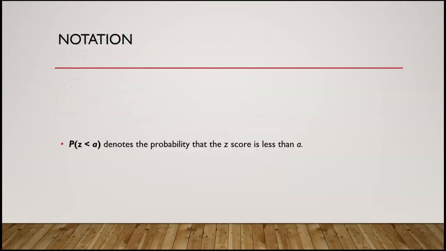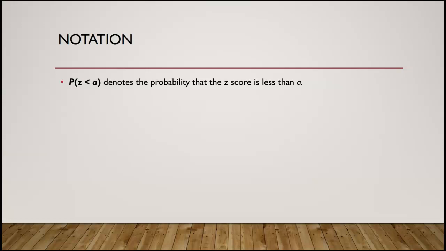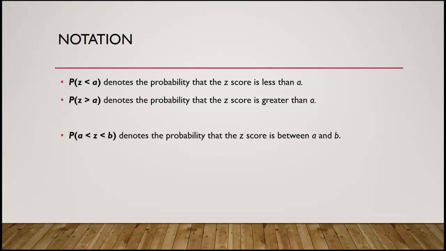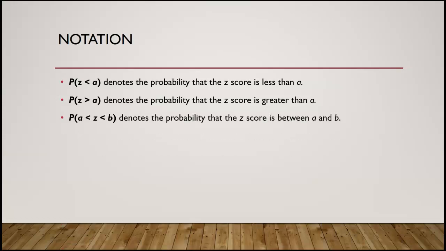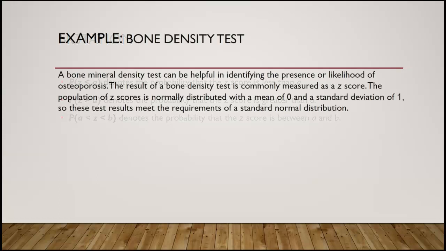We'll use the following notation. P of z less than a denotes the probability that the z-score is less than a. P of z greater than a denotes the probability that the z-score is greater than a. And P of a less than z less than b denotes the probability that the z-score is between the numbers a and b. Let's read the following example.